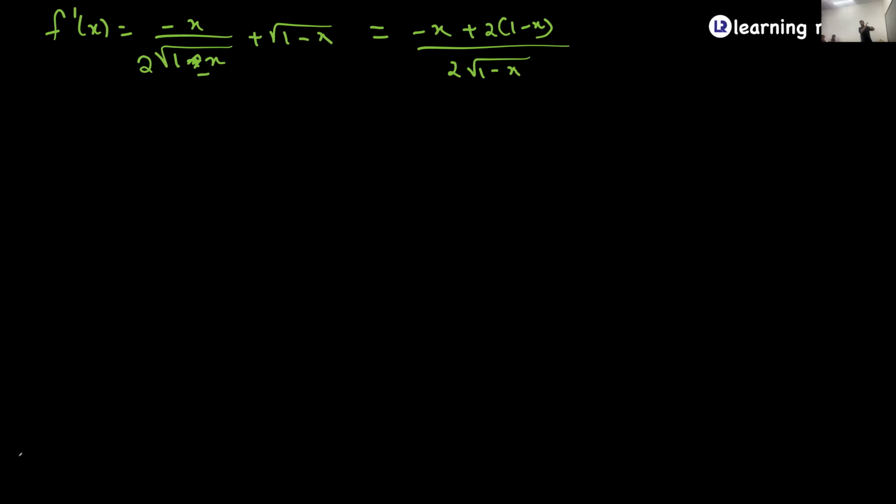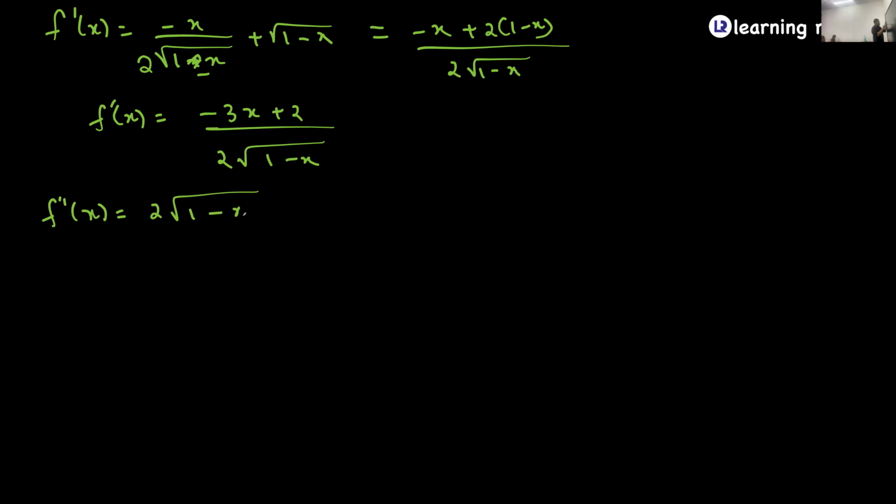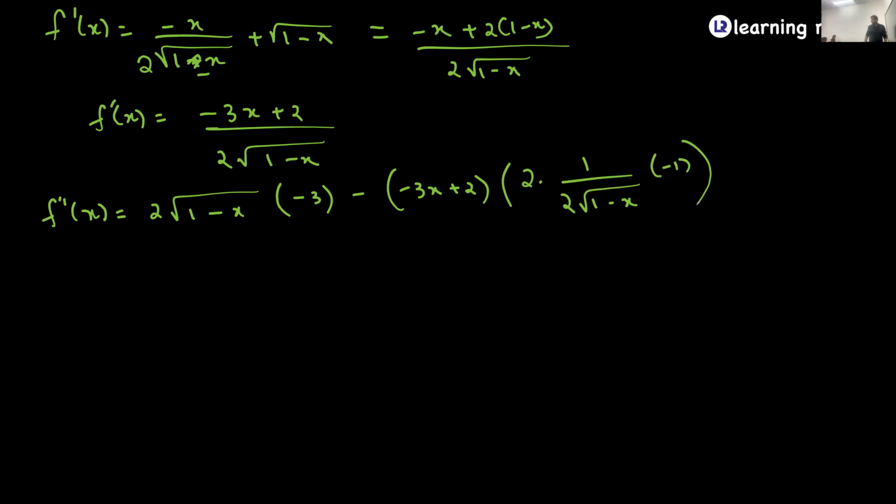The f dash of x is going to be equal to minus 3x plus 2 divided by 2 root of 1 minus x. So what is f double dash of x? It is going to be 2 into root of 1 minus x into minus 3, minus of minus 3x plus 2 into derivative of 2 root of 1 minus x, which will be 2 into 1 by 2 root of 1 minus x into minus 1.